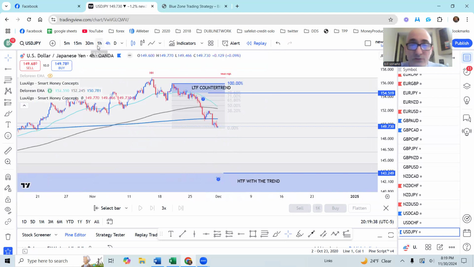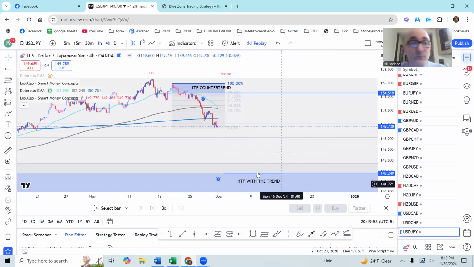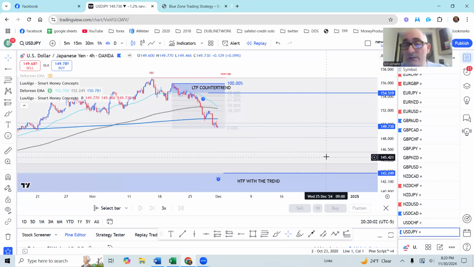So if in fact price comes back to this area here, comes back in our blue zone, we drop down to the 1 hour chart and wait for situations to present themselves for us to take our trade, right? And that would be a counter trend trade because we know that price eventually has to get down to this area here because this is our higher time frame blue zone. So once price gets down to here, then we drop down to the 1 hour chart and we wait for conditions to be right for the trade to go off.